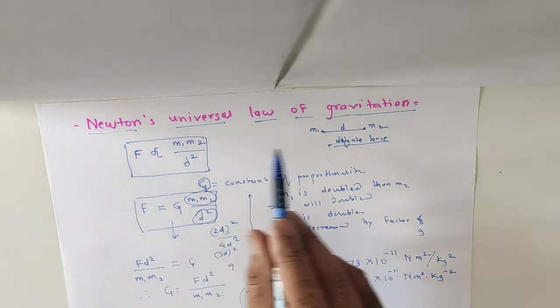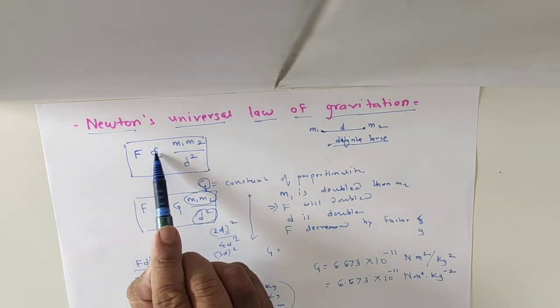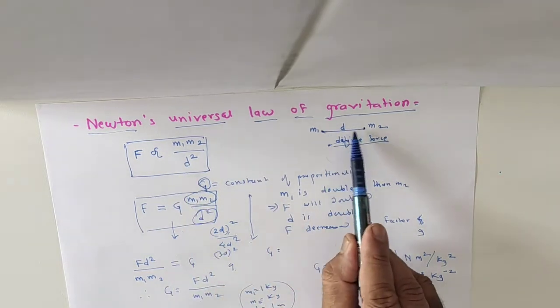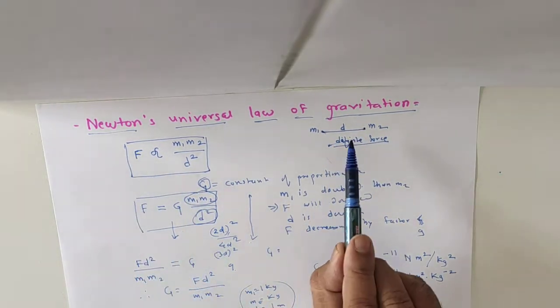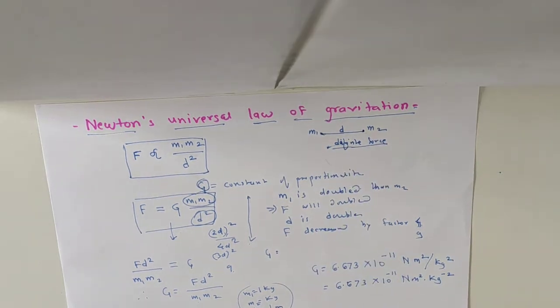Thus, this is the total Newton's universal law of gravitation, which is directly proportional to the product of masses and inversely proportional to the square of the distance between them. And this definite force is present between any two objects in this universe.